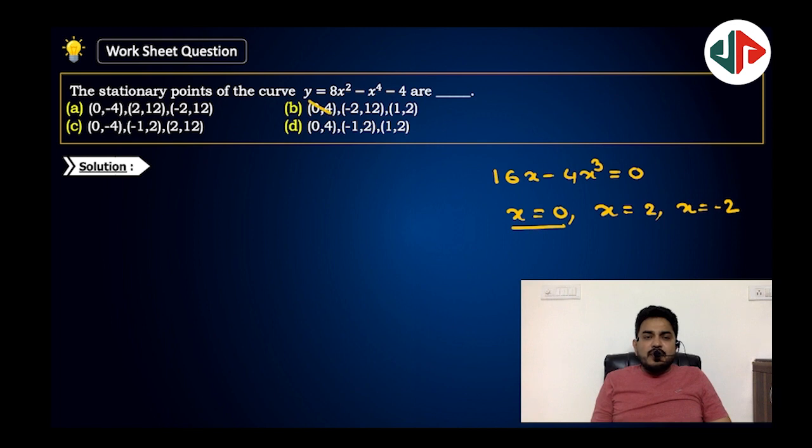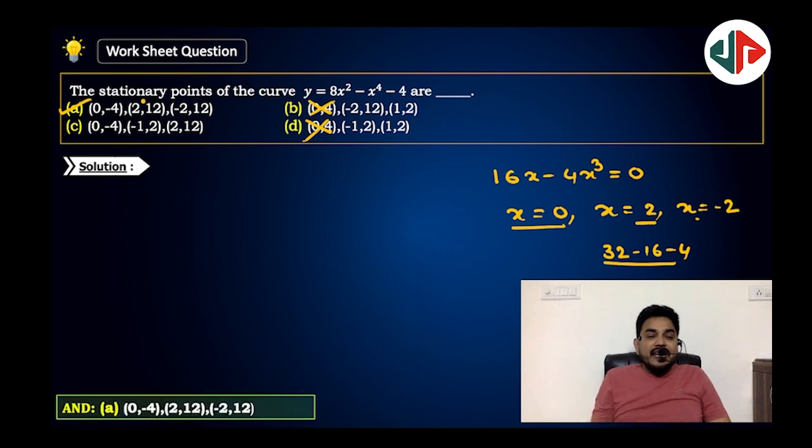So this rules out one option among these. At x is equal to 2, this value will be 32 minus 16 minus 4, so plus 12: 2 comma 12. So here it is there, here it is there. But here minus 1 is mentioned, here it is minus 2. So our answer is going to be A.